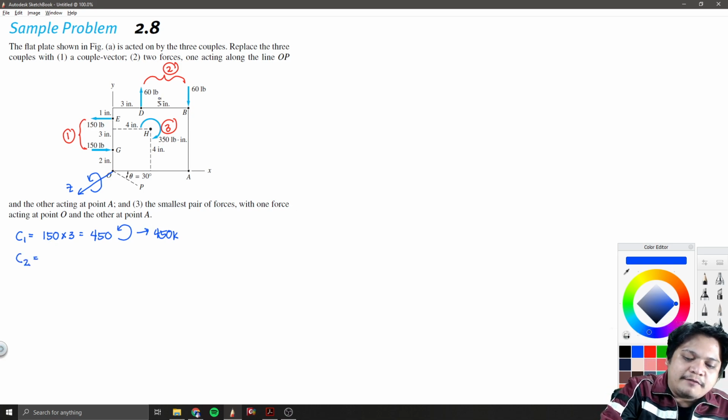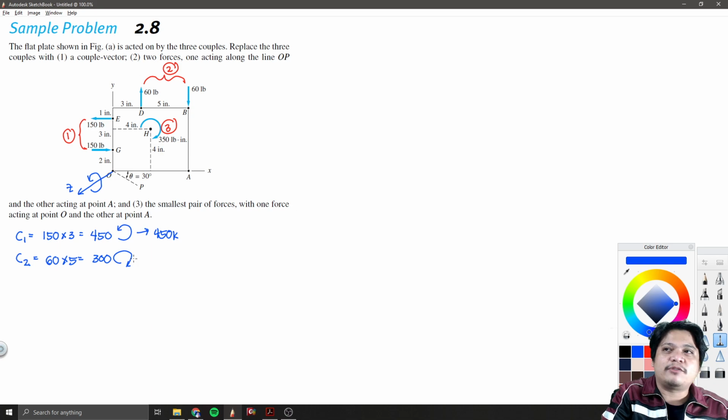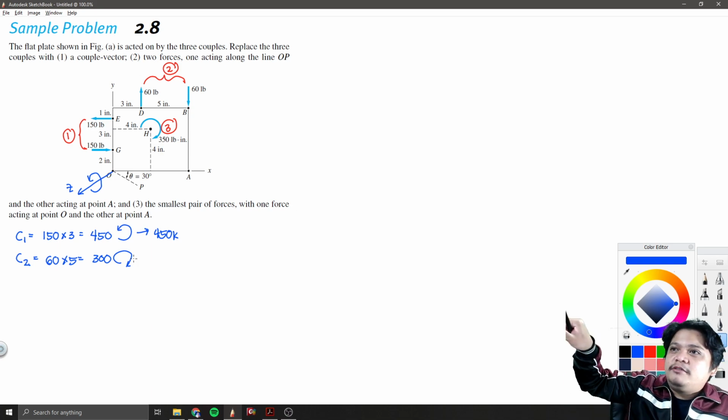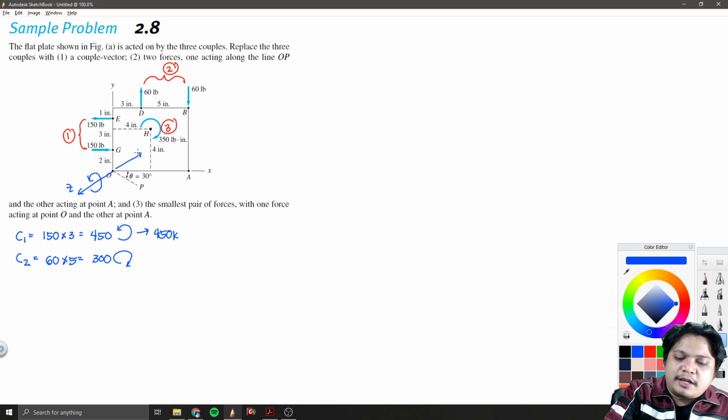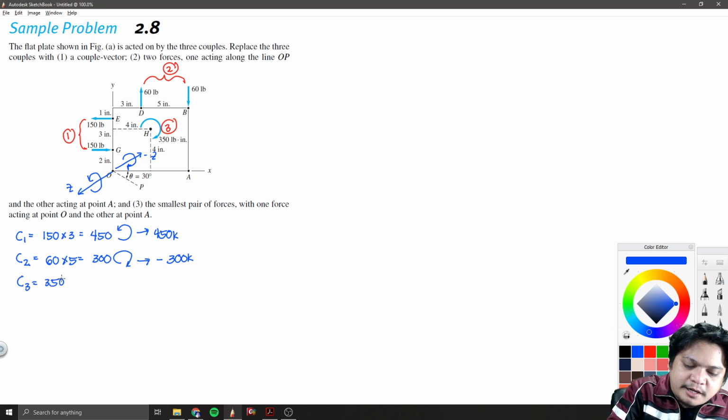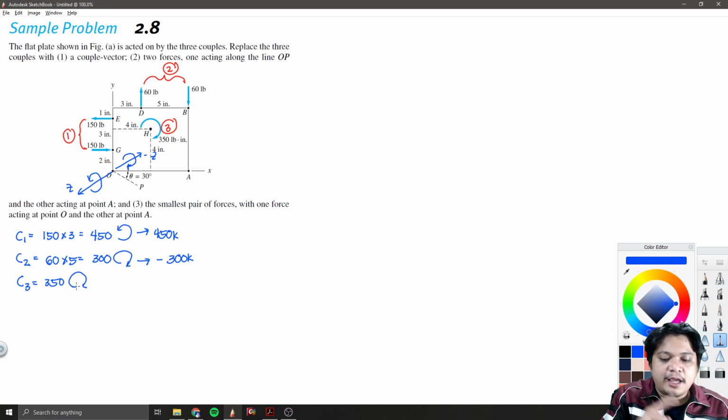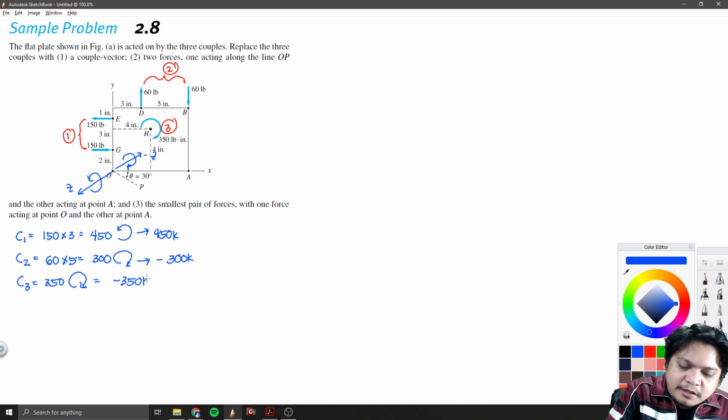How about the 2? So, yung 2 natin, we have 60 times 5. So, 60 times 5 equals to 300. And then, ang rotation niya, it is a clockwise manner. Okay? So, kung clockwise siya, ito yung negative Z. So, you will be having here negative 300. And then, yung C3 natin, again, so you will be having here 350. And that is, again, a clockwise manner. So, you will be having negative 350 K.